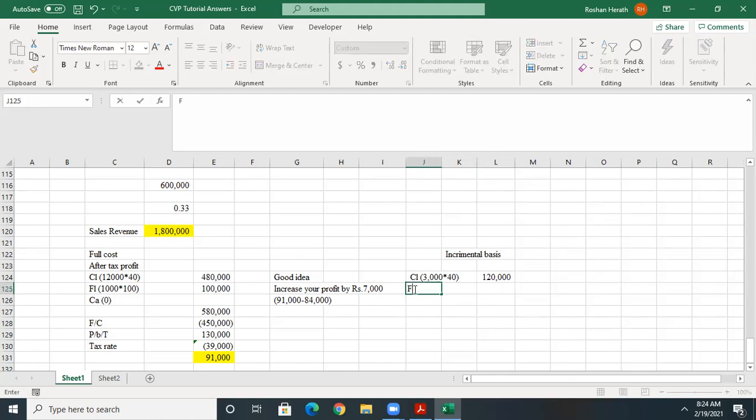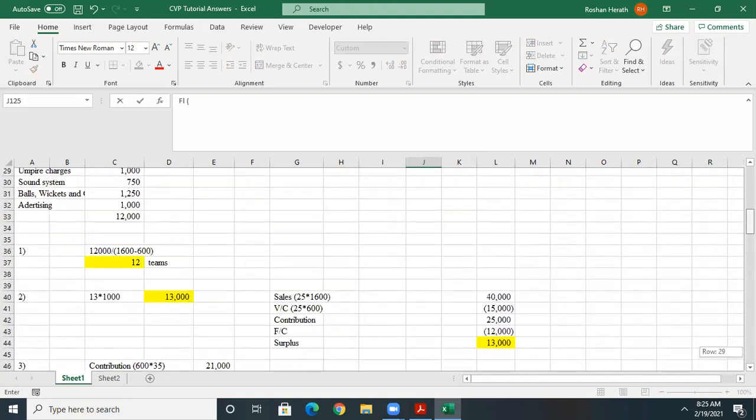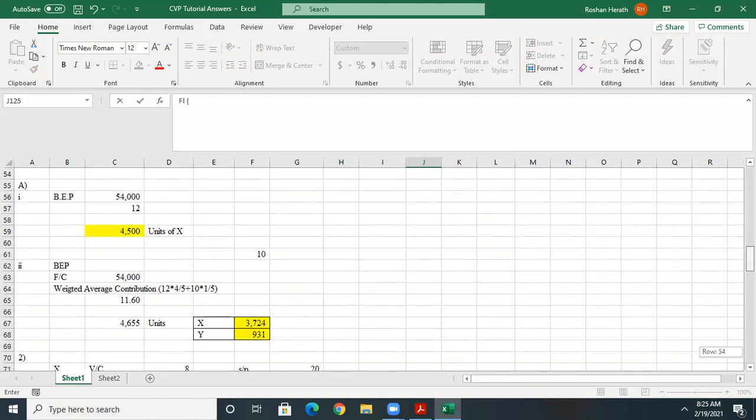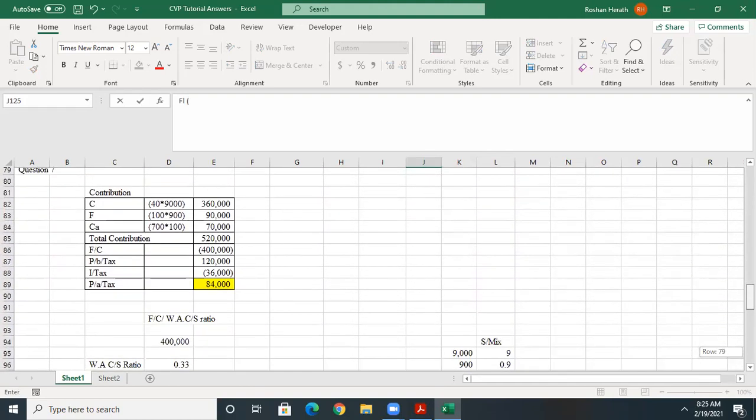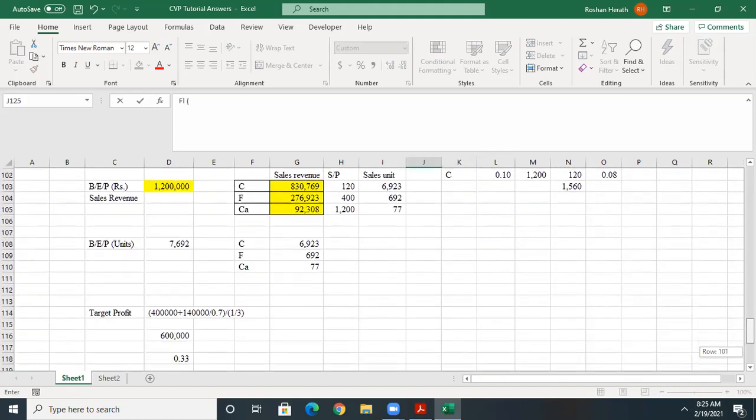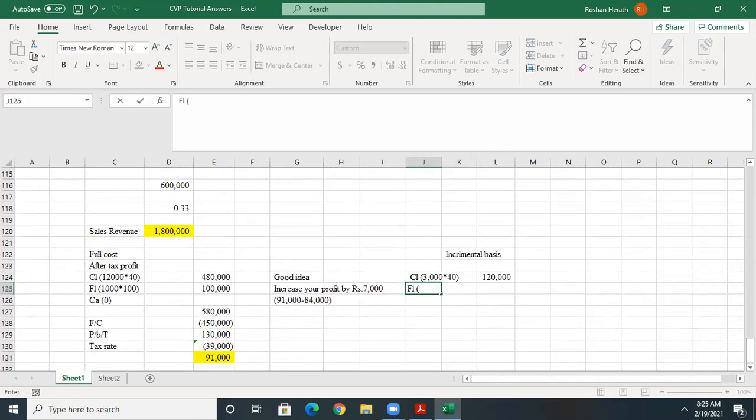Then if you take the filling, what is the situation? Earlier, how much did you manage to do? You were doing 900 units, but now you are doing 1,000 units of that. Hence, the increase is 100 units, and its contribution 100. So here we have the contribution.